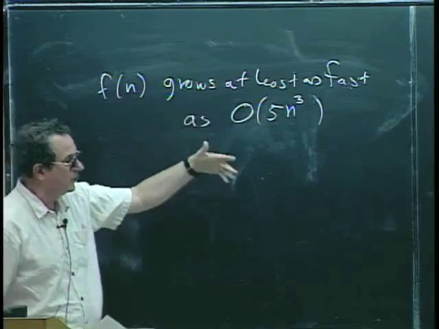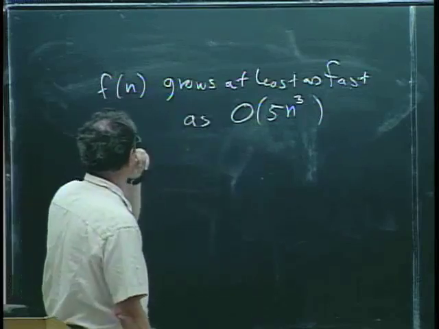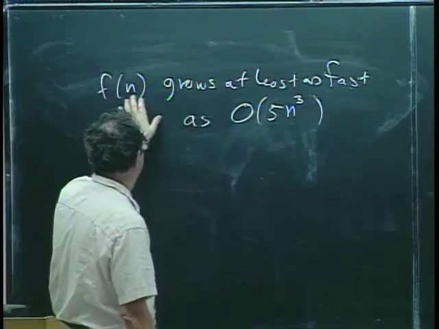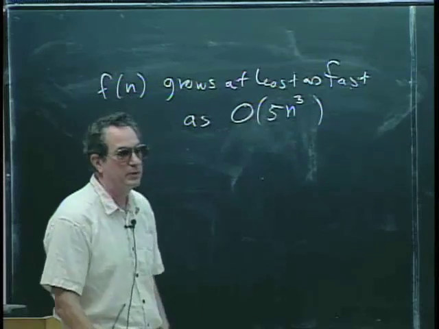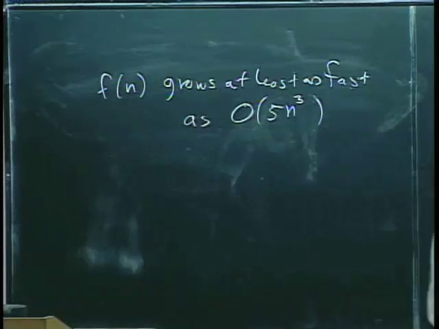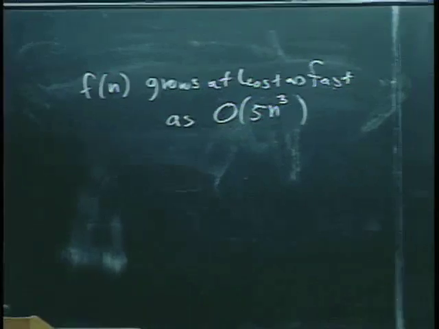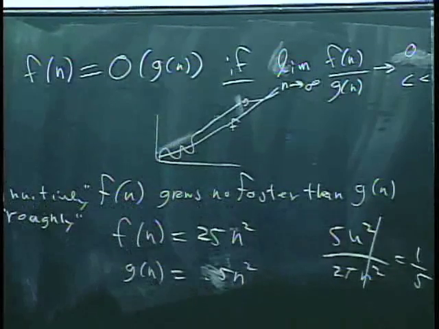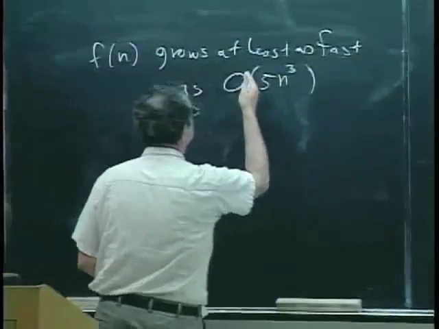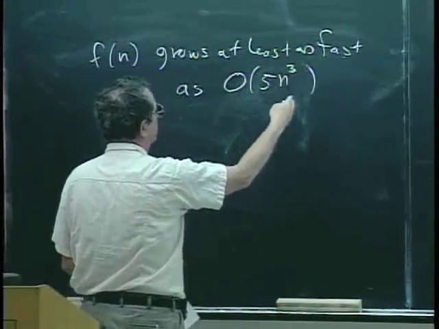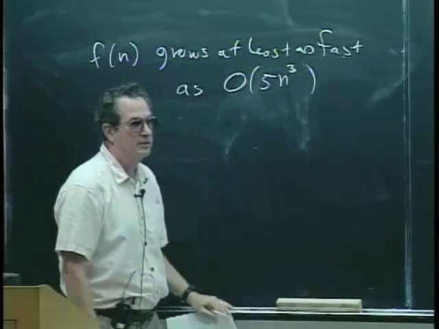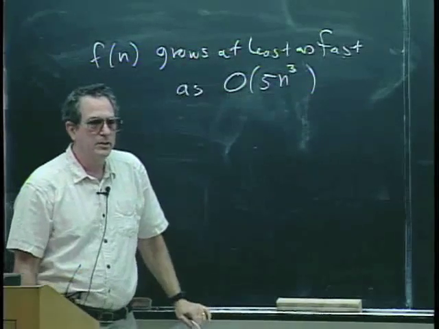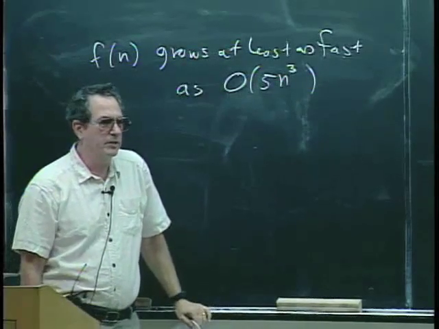Well, if you just think about this in terms of the rough intuitive things, when f of n is big O of 5n cubed, it means roughly that f of n grows no faster than that. So this is saying f of n grows at least as fast as some function which grows no faster than 5n cubed. So what are you really saying about f of n?